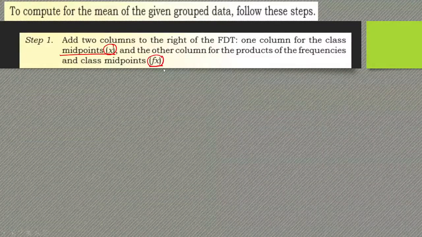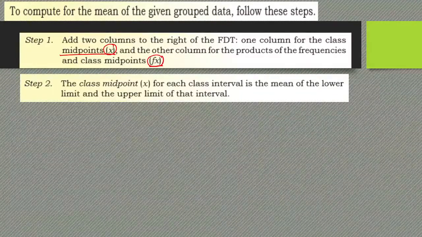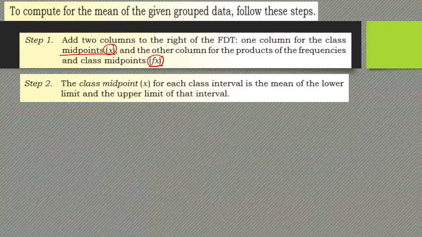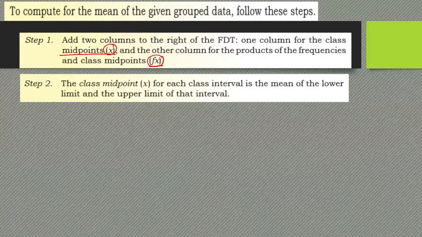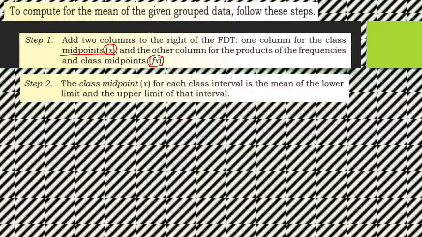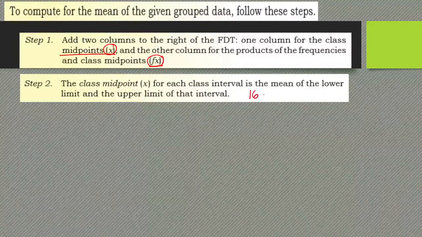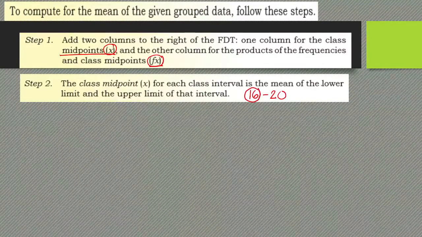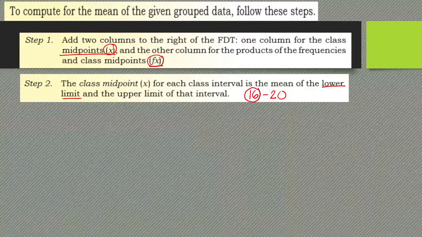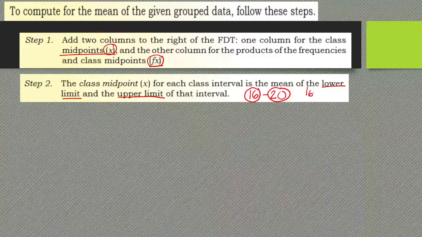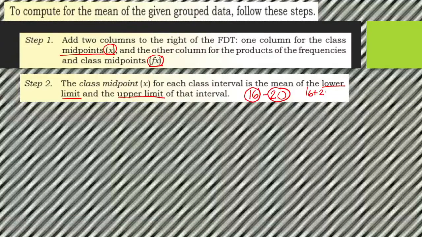Okay? Now, step number 2. Solve the class midpoint. How do you solve the class midpoint? You get the mean of the lower limit and the upper limit of that interval. Like, for example, 16 to 20. This is what you call the lower limit. This one over here is what you call the upper limit. So to get the class midpoint, it's so simple. 16 plus 20 divided by 2.